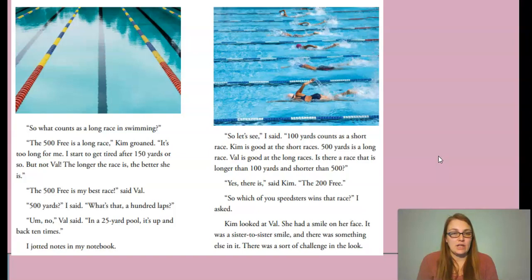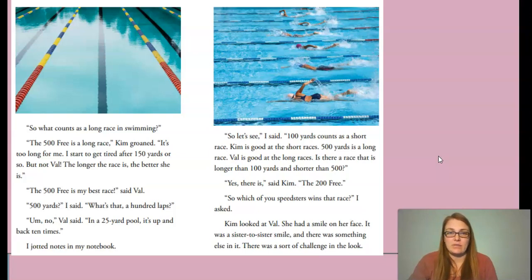I start to get tired after 150 yards or so, but not Val. The longer the race is, the better she is. The 500 free is my best race, said Val. 500 yards, I said. What's that, 100 laps? No, Val said. In a 25-yard pool, it's up and back 10 times.